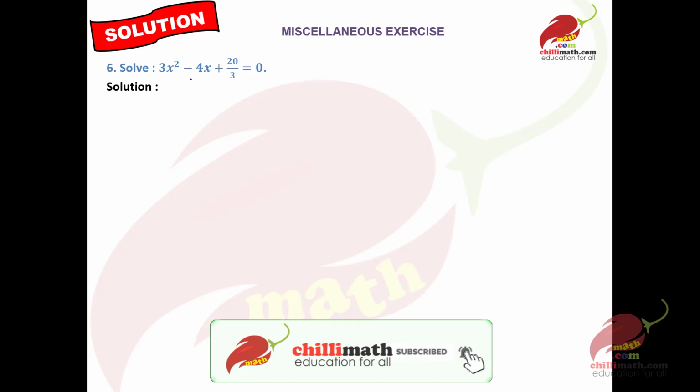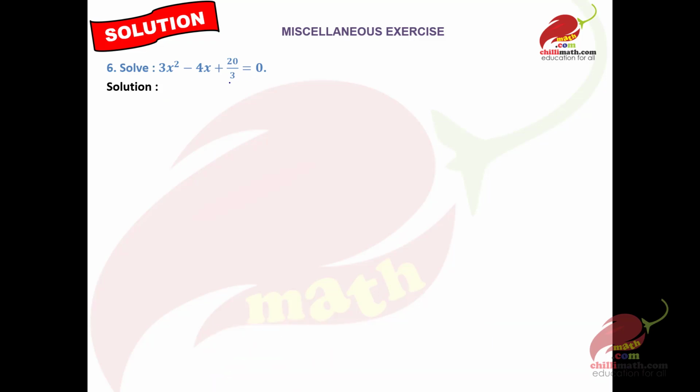Sixth question is solve 3x square minus 4x plus 20 by 3 equal to 0, which is a quadratic equation. Rewriting this, multiplying by 3, we get 9x square minus 12x plus 20 equal to 0. On comparing with the standard quadratic equation, we get a is equal to 9, b is equal to minus 12, and c is equal to 20.